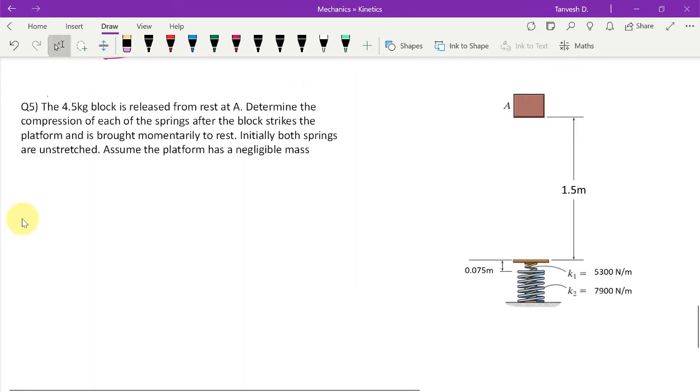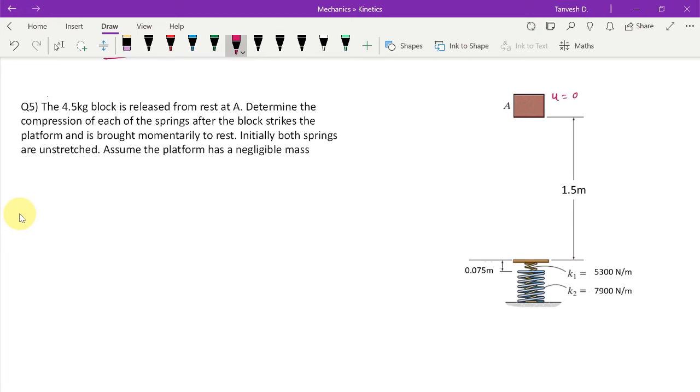So what is given here is a 4.5 kg block is released from rest at A. So U is 0, mass is given. Determine the compression of each of the springs after the block strikes the platform and is brought momentarily to rest. Initially both springs are unstretched. Assume that the platform has a negligible mass.